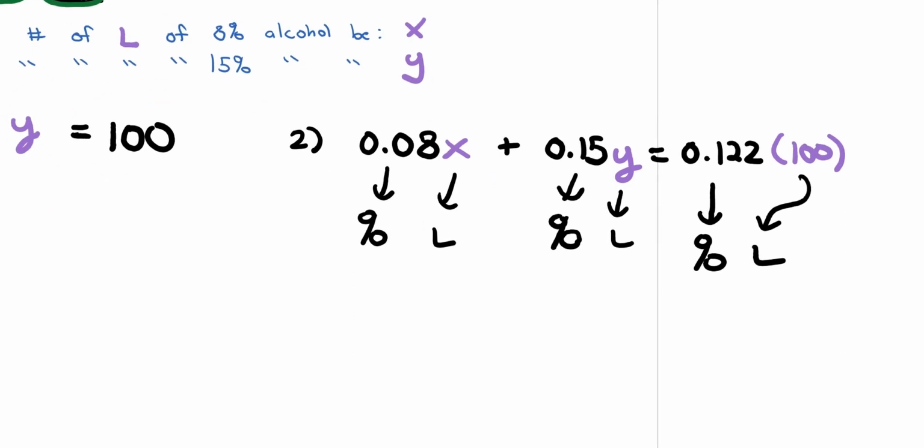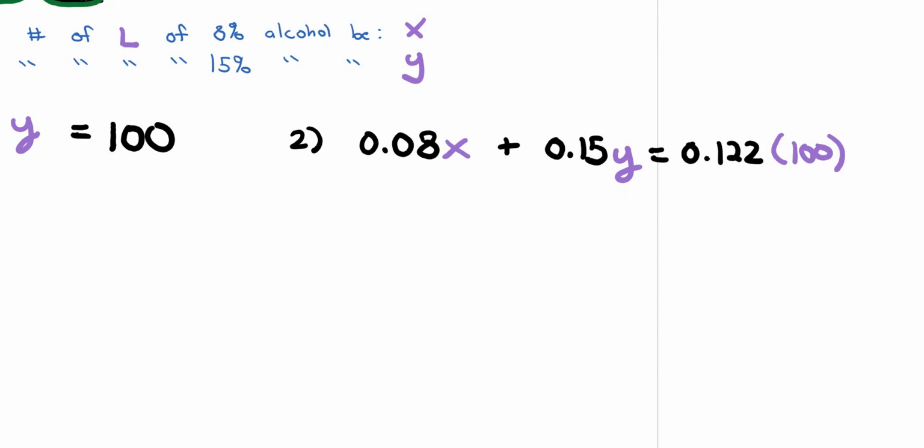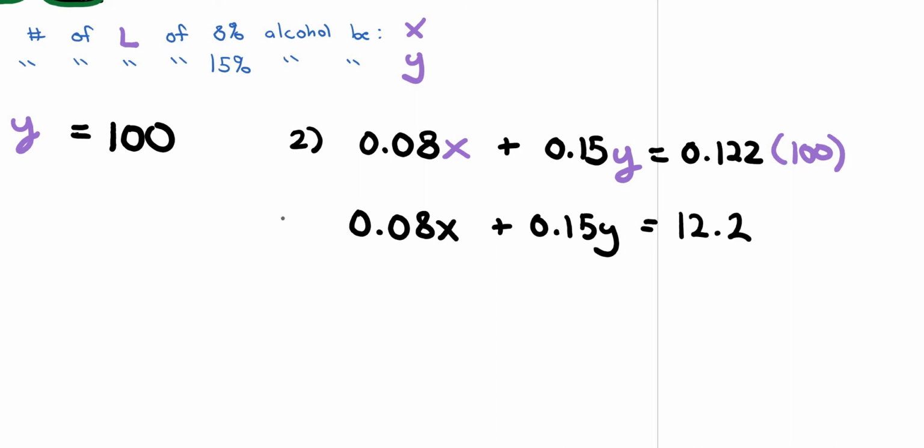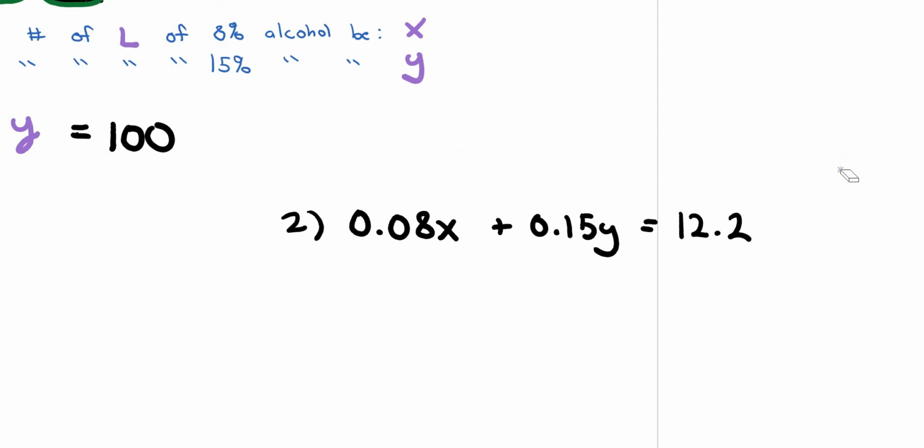Okay, great. Now, just like the previous question, this is what I would do next. I would simplify your second equation as 0.08x plus 0.15y. And then with a calculator, I would just do 100 times 0.122, and that gives me 12.2. So this is your second equation now. And I'll erase all that.